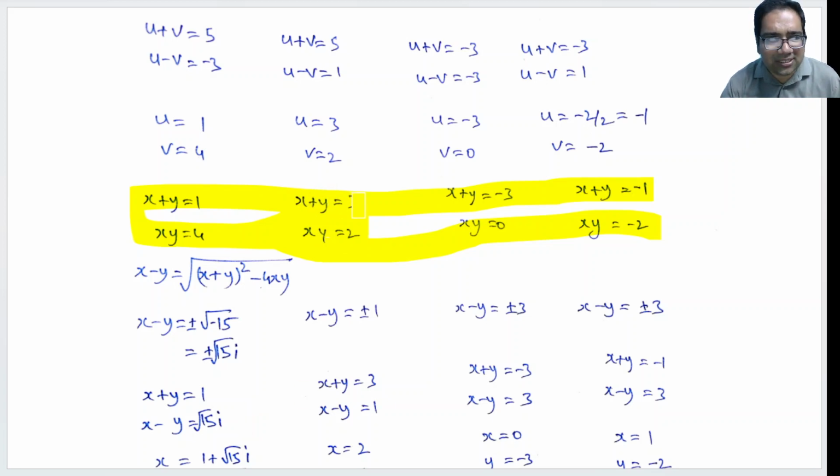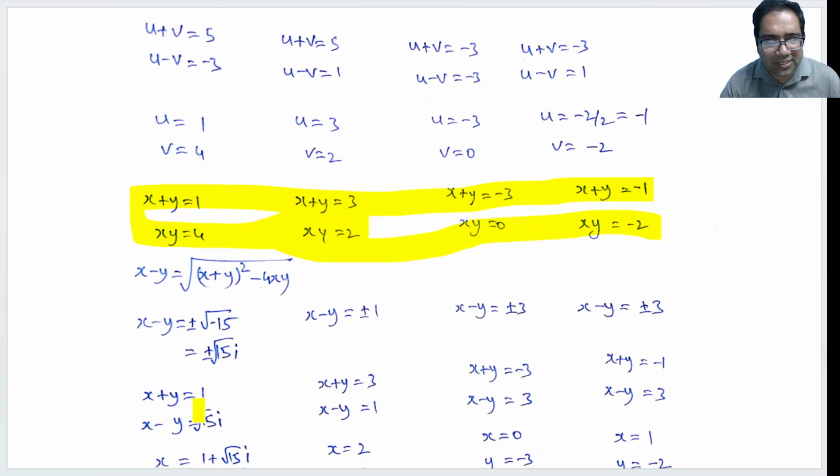Similarly, here x plus y is 3, xy is 2, x minus y becomes, again, root of x plus y whole square, 9, minus 4 times 2, 8, which is root 1. So x minus y will be plus or minus 1. So x plus y is 3 and x minus y can be plus 1 or minus 1. Again, we are getting two sets. Right. Similarly, here x plus y is minus 3, xy is 0. That means x minus y is root of x plus y whole square minus 4xy. That means root of 3 square, root of 9, which is plus or minus 3. x minus y is plus or minus 3. So we have to solve again two sets of equations. x plus y is minus 3 and x minus y is either plus 3 or minus 3.